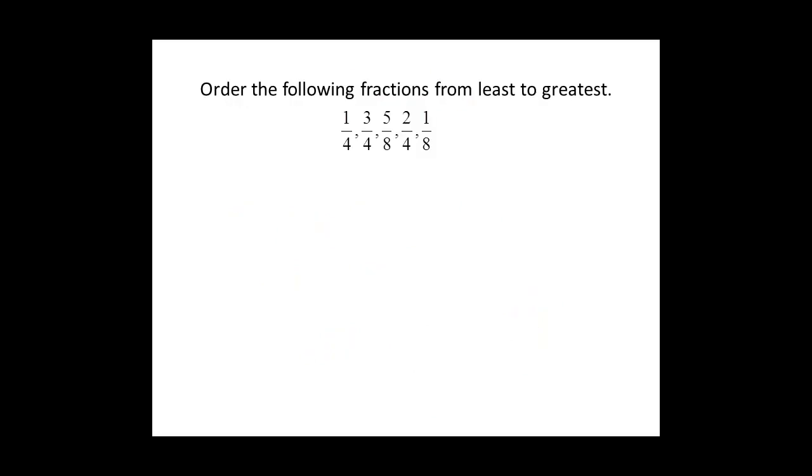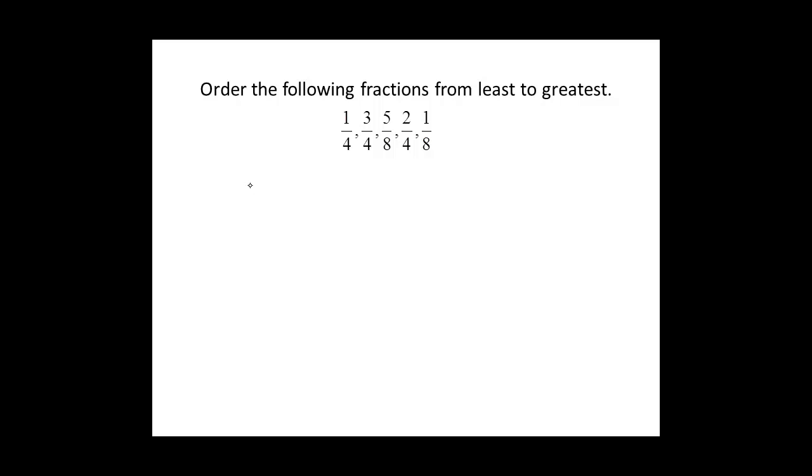Order the following fractions from least to greatest. In order to order fractions, we must first have a common denominator. Let's look at our denominators, 4 and 8. What is the least common multiple of 4 and 8? What is the smallest number that 4 and 8 divide?